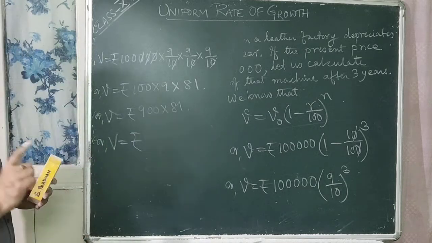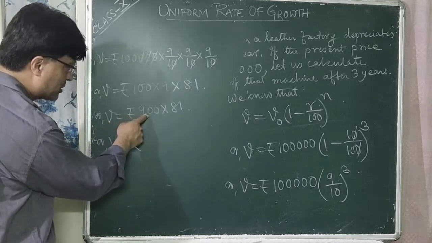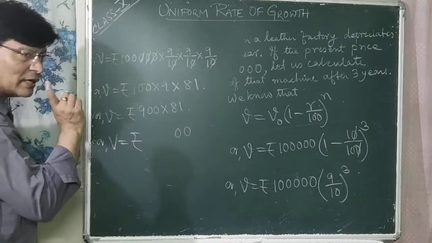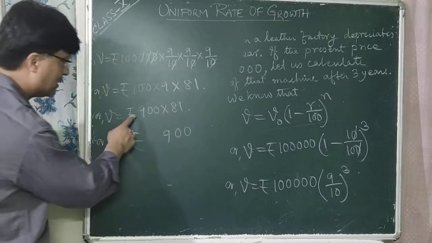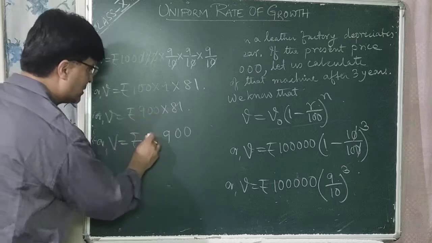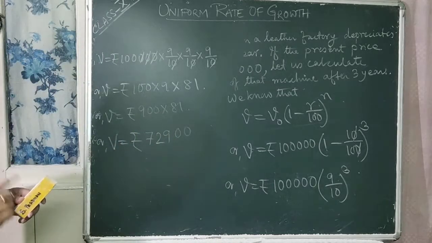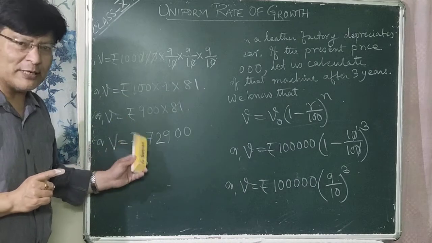So 81 लाई 900 ले मल्टिप्लाई गर्नु एकदमै सजिलो छ. कसरी गर्छौ? 9 को पछाडी कतिवटा जिरो छ? दुईटा जिरो. यहाँ पछाडी दुईटा जिरो. ठीक छ? अब 9 ले मल्टिप्लाई गर्नु. 9 1 जा 9, right? 9 1 जा 9, 9 8 जा what? 72. What is the price or value of a machine after 3 years? It will be only rupees 72,900.